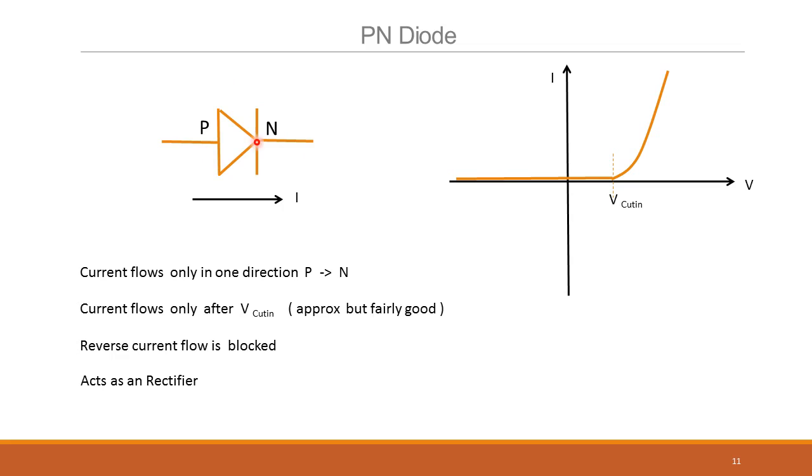Okay? The symbol you can see is also like that. It is letting the current flow in this direction but blocking in the reverse direction. It's like a gate put here. So current can't go from this side to this side.